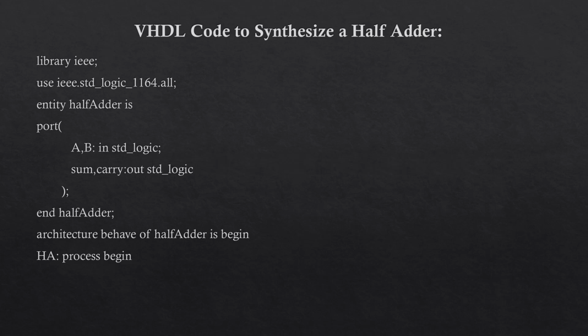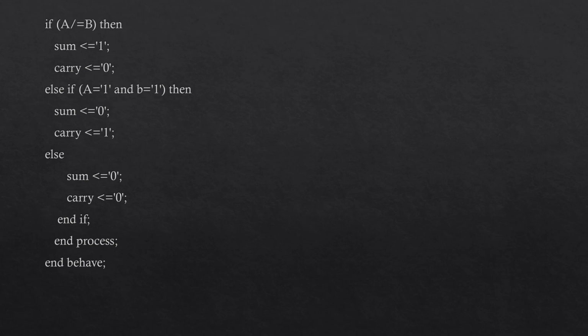So here once again we declare our package, and then we start with the entity half adder. So here once again our inputs are A and B and our outputs are sum and carry, and then we end the entity using the syntax end half adder. Next we move on to the architecture of the half adder, where we use a group of conditional statements. So the first conditional statement is if A is not equal to B, then sum is less than or equal to 1 and carry is less than or equal to 0.